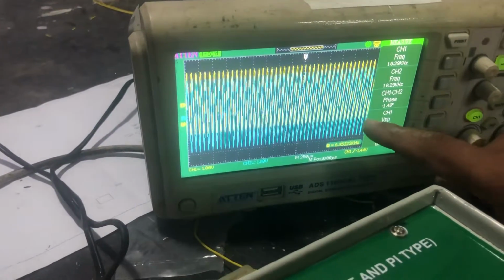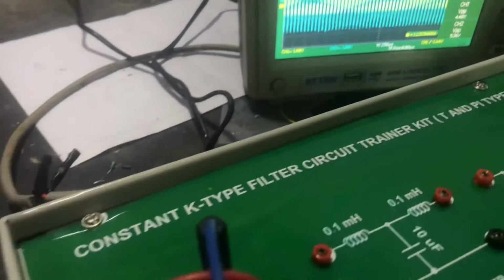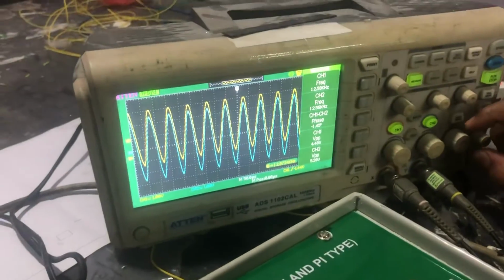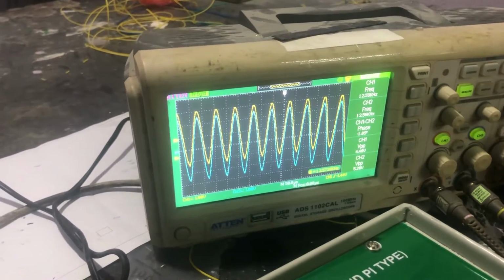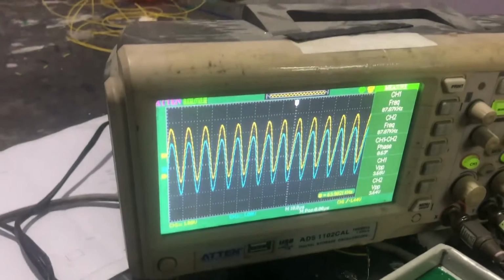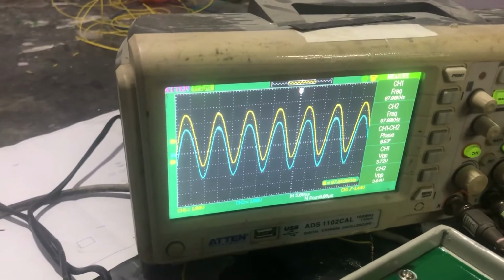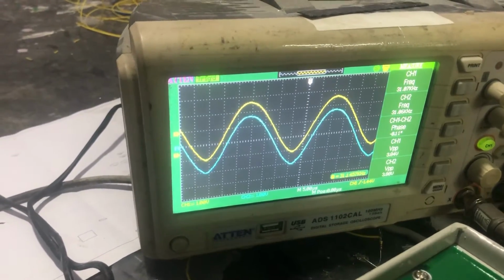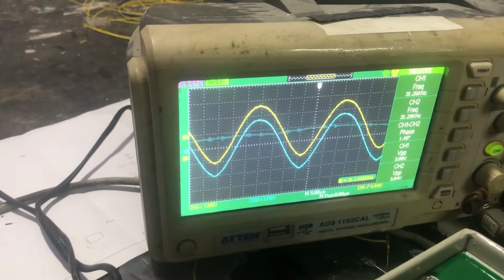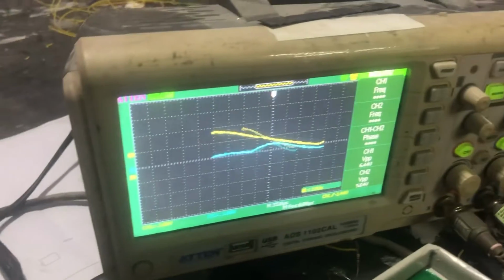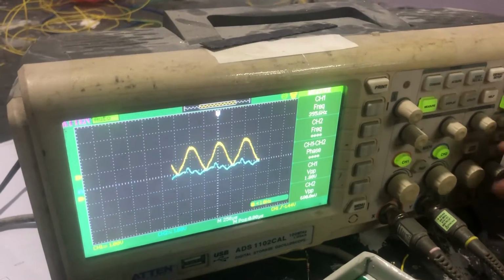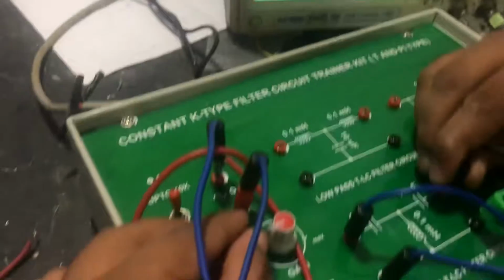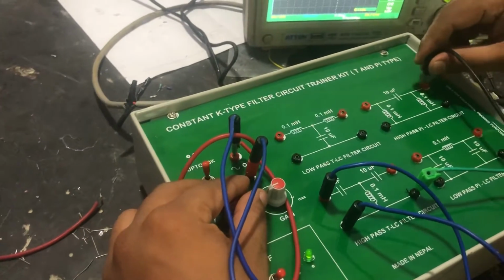In this way you can continue your experiment. Here the frequency is about 12 kilohertz, and it passes. I also increased the frequency to around 87 kilohertz, and it also passed. At 50 kilohertz and 31 kilohertz, it also passed. But below 2 kilohertz, it blocks, up to 4 kilohertz. This is the high pass T type LC filter.